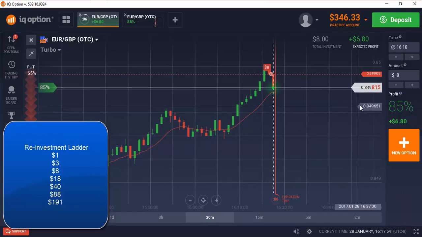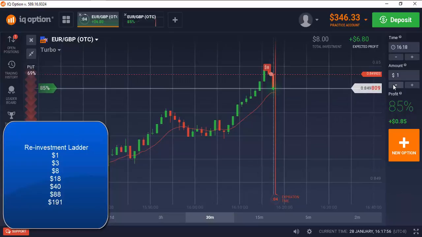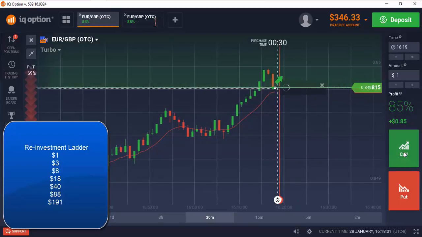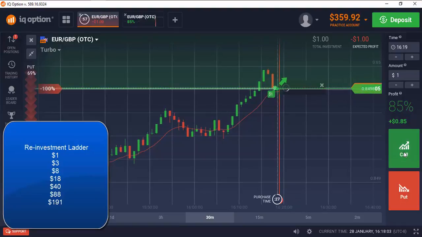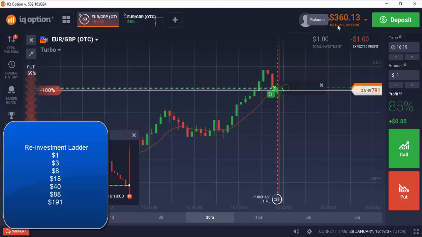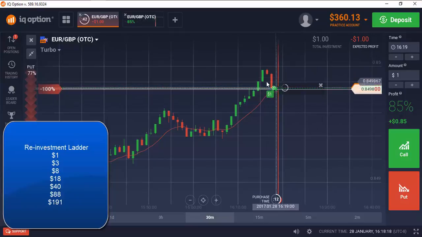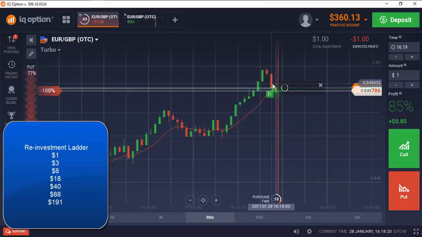This looks like a winning trade, so I'm going back to my $1 trade and trading the opposite. Guys, as you can see, I've increased my account from $350 to $360 in some few minutes. My trade goal was $10 for this session. I've made that, and so after this I'm going to end my trading.